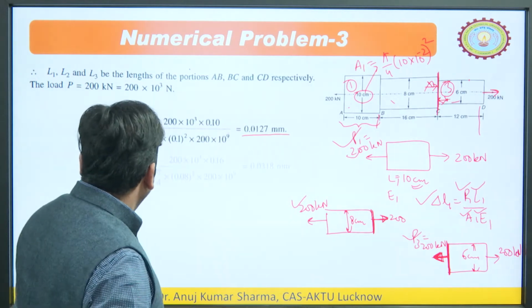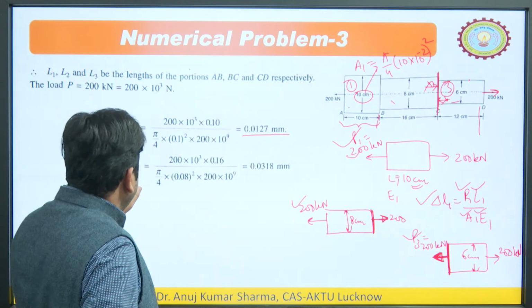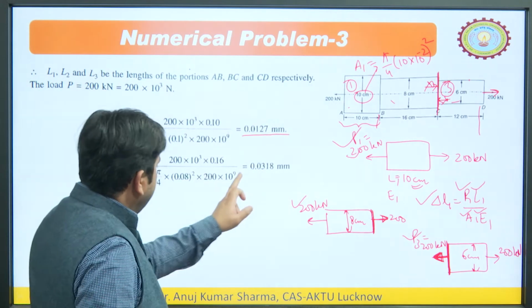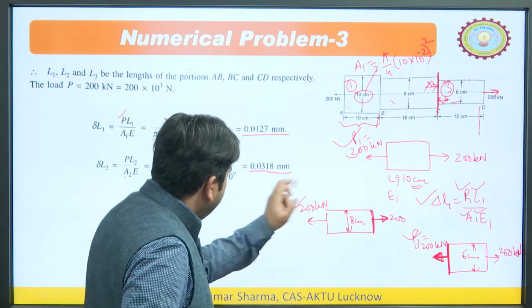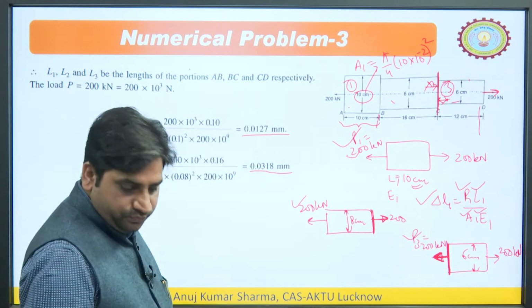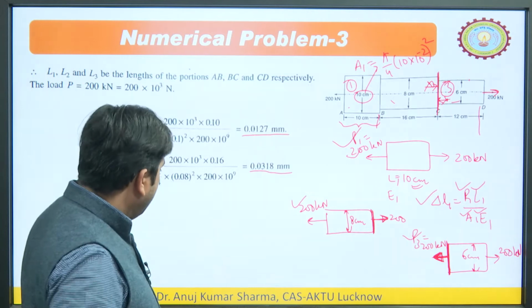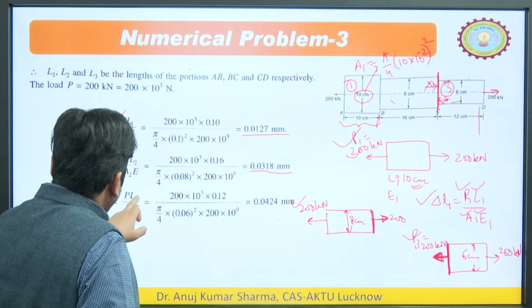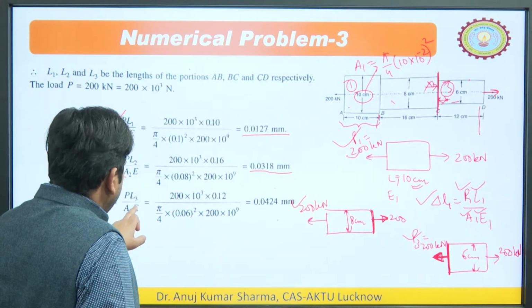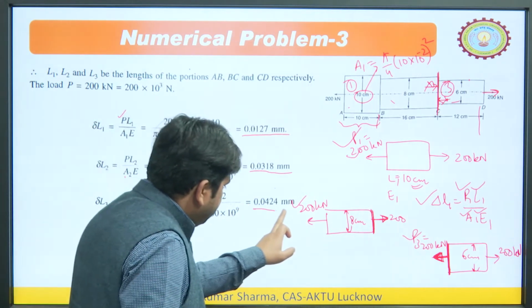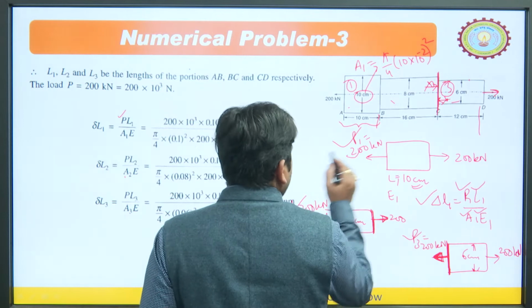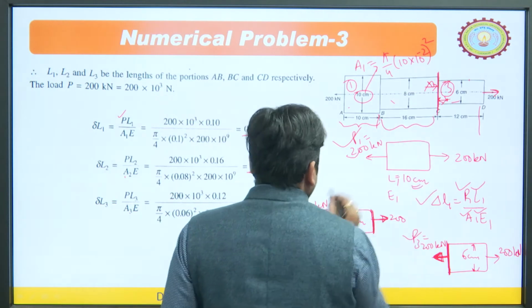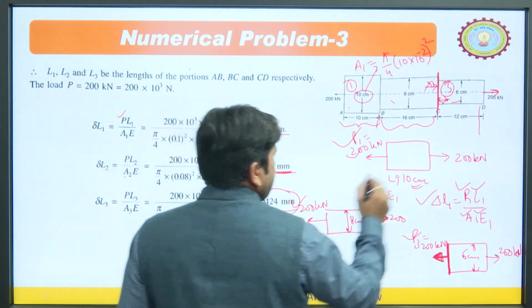Similarly, in the second, you can see P is common, L2 upon A2, E is common. So, you can easily solve this simple mathematics, you can get the delta L2. Now, delta L3, P again the same, L3, A3, E. So, this is the elongation 0.0318 in this area, and this elongation is in this area.